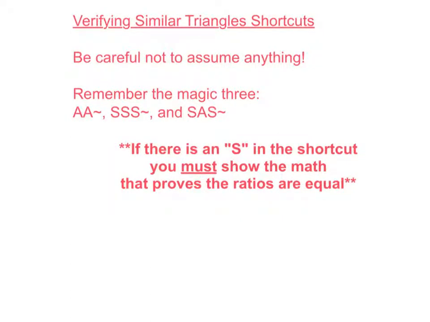Hi everyone, this is the lesson for day 2 of Similarity from section 6.3 of your textbook. Last time we talked about, if you remember, how to figure out which shortcuts were valid for two triangles that we thought were similar. We talked about how to use them in the proportions, and in this lesson we're going to be talking about just simply verifying whether they're similar or not.